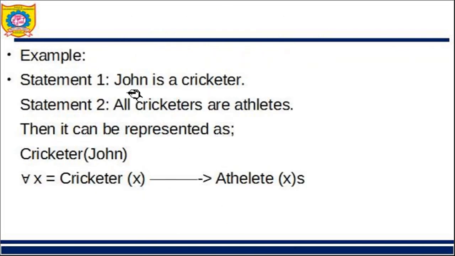Here is one more example. The first statement is John is a cricketer. I can explain it with this example. Cricketer is general, John is its example. John is a cricketer. All cricketers are athletes. So for all x, cricketer of x, x is a cricketer such that x is an athlete. So what is the conclusion? Conclusion is every cricketer is an athlete.